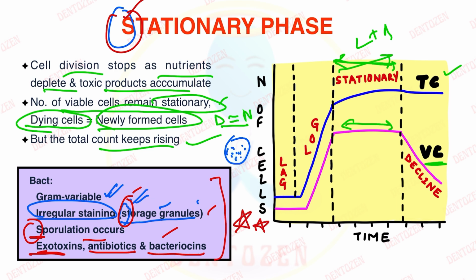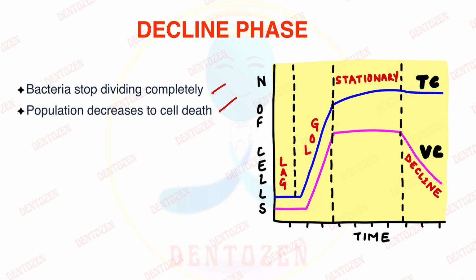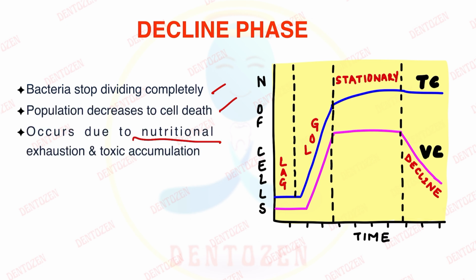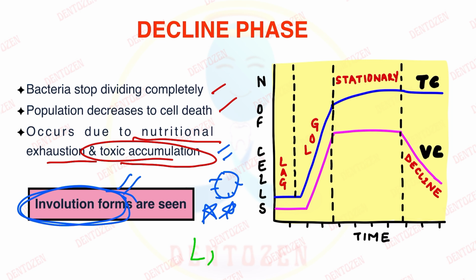And finally we come to the fourth phase, the decline phase, that is the death phase. What is happening here? Bacteria stop dividing completely, so the population decreases due to cell death. Why? Because of nutritional exhaustion and toxic accumulation. So what will happen here? Involution forms will form. Because of this toxic accumulation in the environment, bacteria will lose their cell wall, and atypical forms of bacteria, that is involution forms, will form here. That can be your entrance question. So those are the 4 phases of the bacterial growth curve: lag phase, log phase or exponential phase, then stationary phase, and phase of decline. Now, what are bacterial growth requirements?